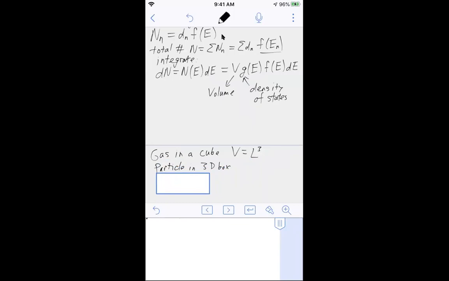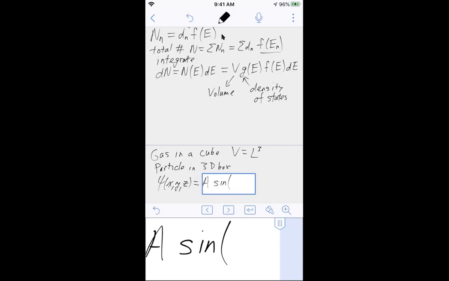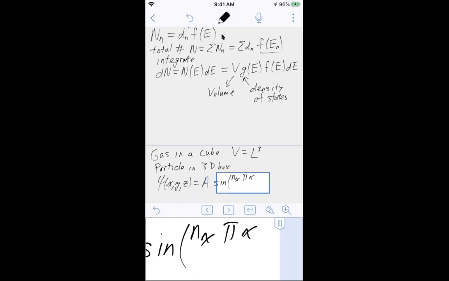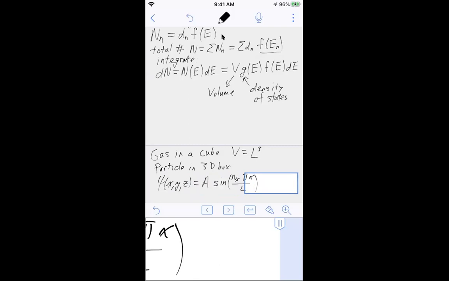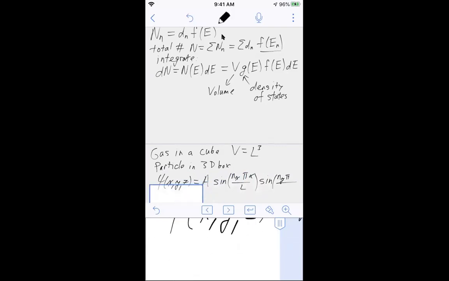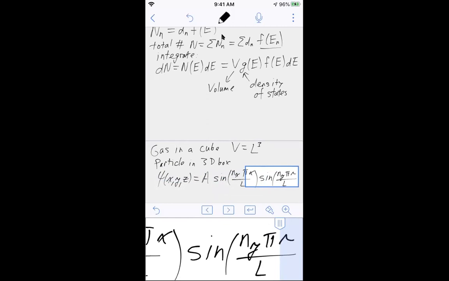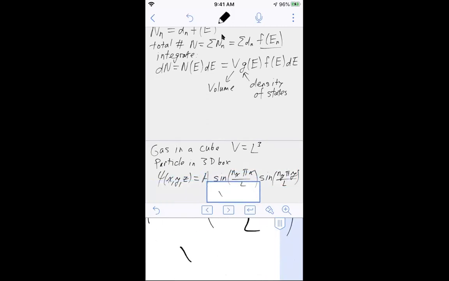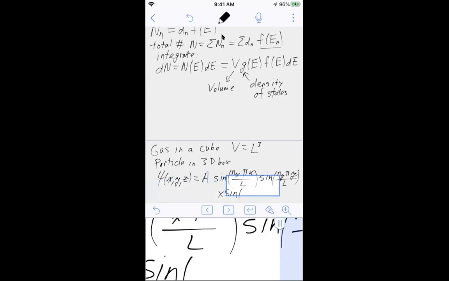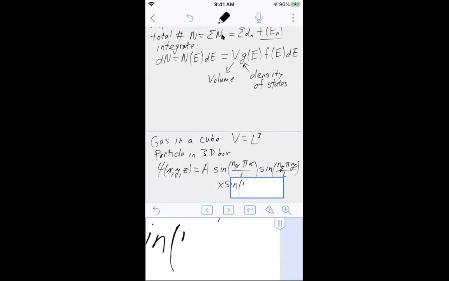So our wave function is going to look like psi of x, y, z is some normalization that we don't care about, times sine of n sub x pi x over L, times sine of n sub y pi y over L, and then, sorry, I ran out of space, but you should also multiply by a sine of the same thing for z: n sub z pi z over L.